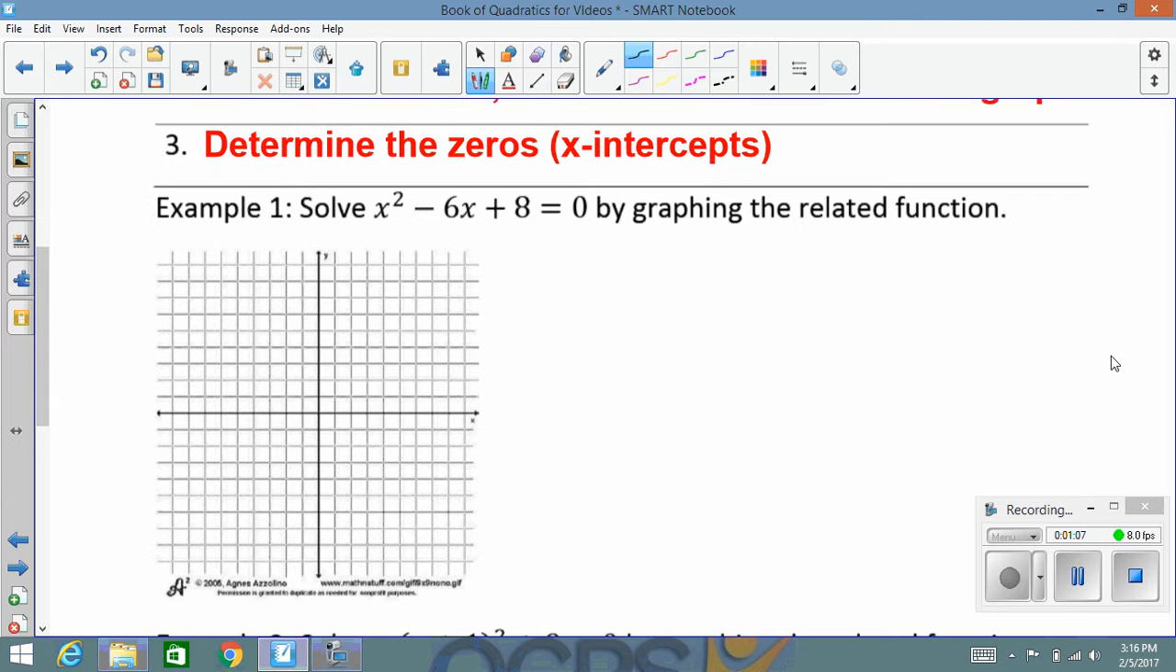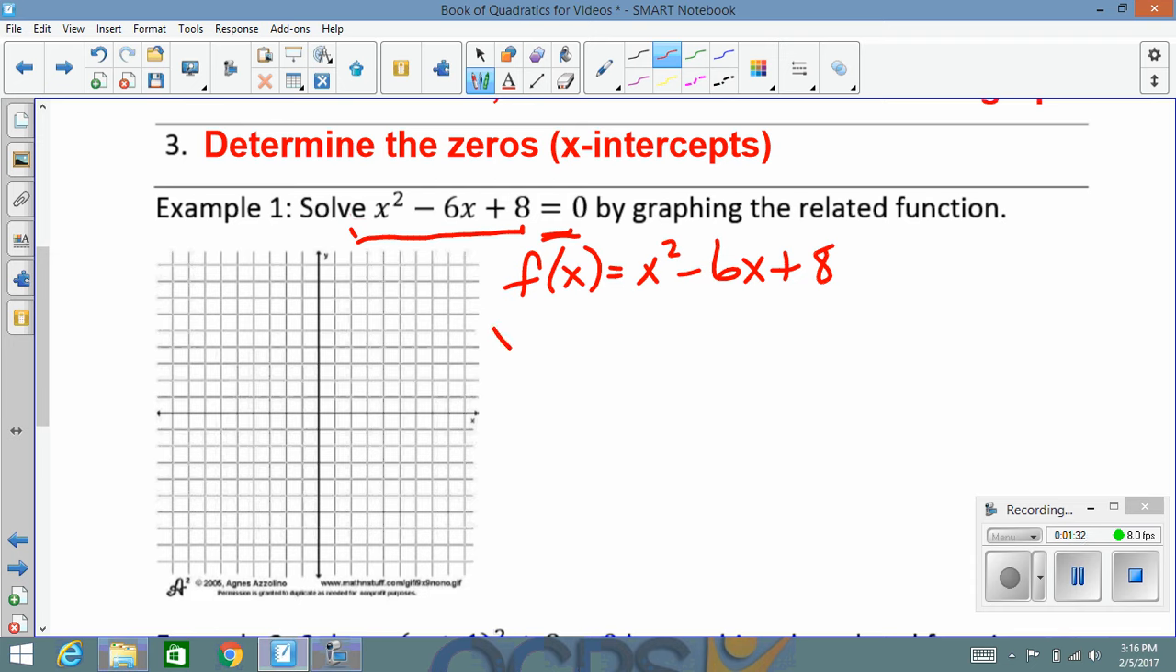In example 1, first of all, here's what I mean by set equal to 0. This is already equal to 0. We'll look at some examples later where that's not true, but for today we're already equal to 0. So when I say that, I'm graphing the corresponding function. So I am graphing here f of x equals x squared minus 6x plus 8. Since I am in standard form, I'm going to use my x equals negative b over 2a in order to find my vertex. So my a is 1, my b is negative 6, and my c is 8.